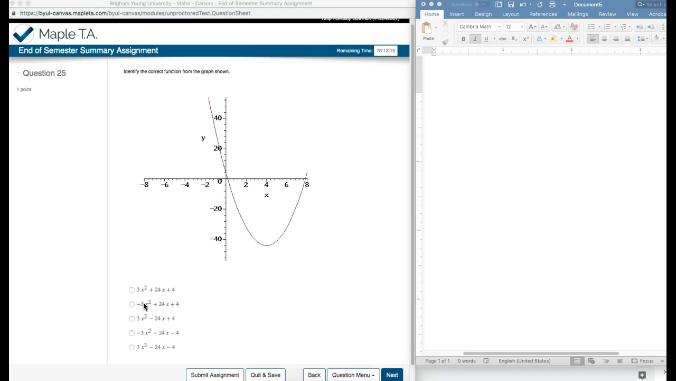So I can see right off the bat, I need to ignore numbers 2 and 4 because it shows that it's negative. And I know ours is positive, so it's going to be either 1, 3, or 5.